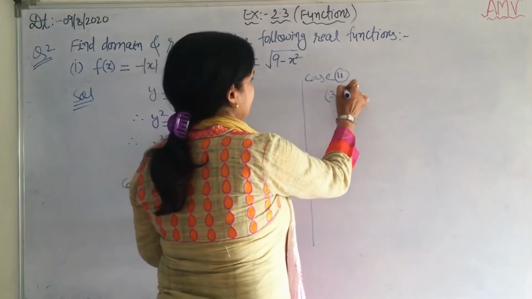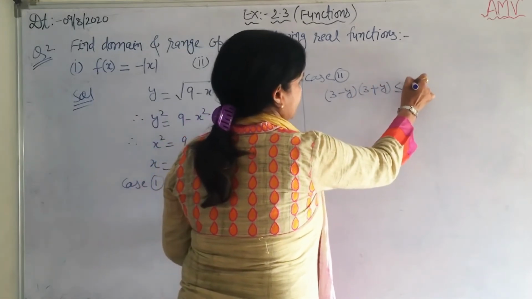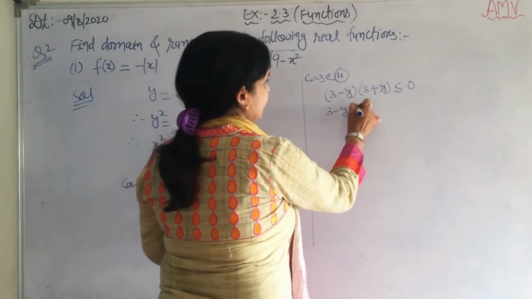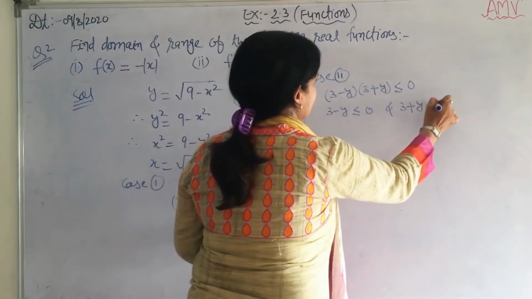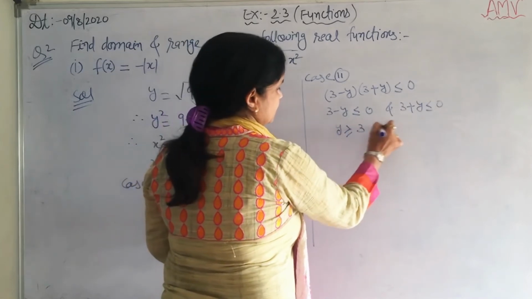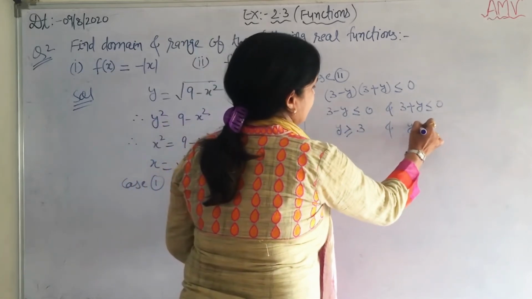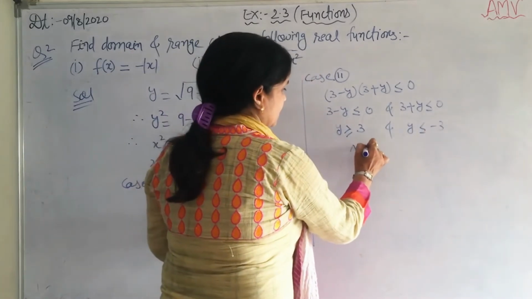Second case, same, (3 minus y)(3 plus y) less than or equal to 0. So 3 minus y less than or equal to 0, and 3 plus y less than or equal to 0. From here you will get y is greater than or equal to 3, and here y is less than or equal to minus 3. So it's not possible.